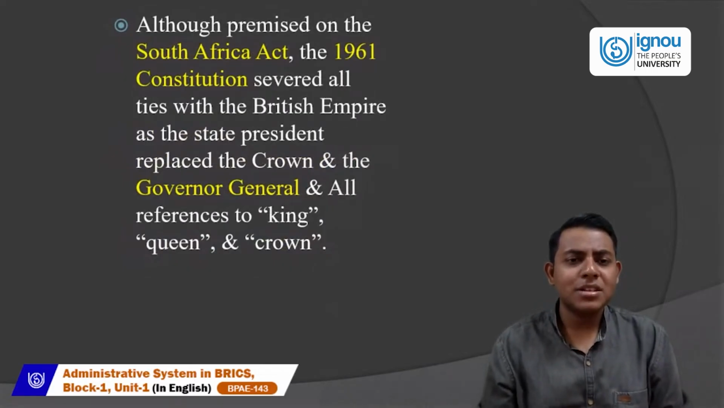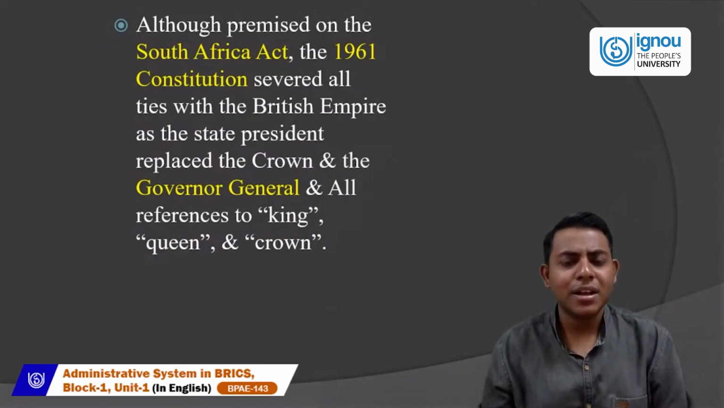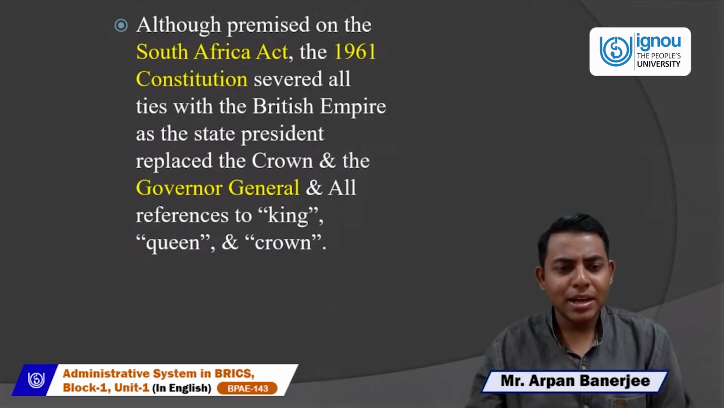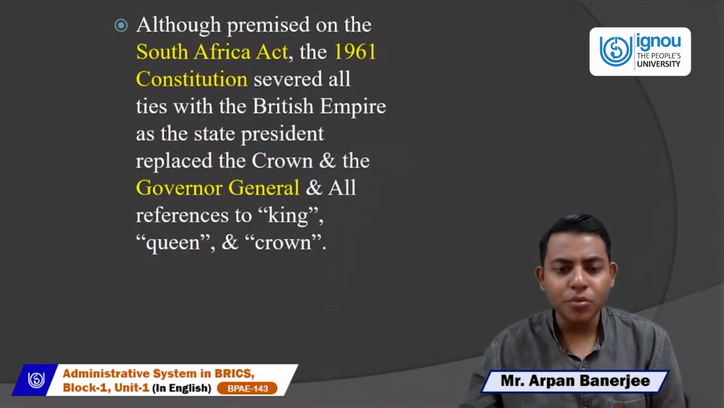Although premised on the South Africa Act, the 1961 Constitution of South Africa severed all ties with the British Empire, and the state president replaced the crown and the governor general, and all references to king, queen, and crown were removed.